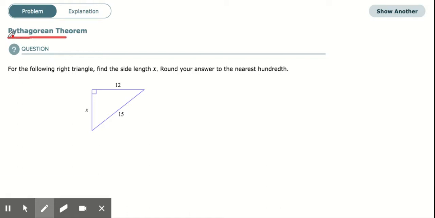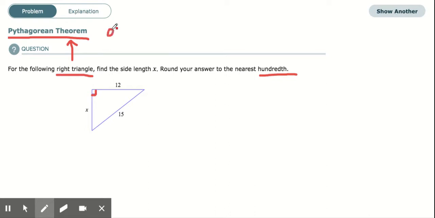This video is going to be on the Pythagorean Theorem. For the following right triangle, find the side length x, round your answer to the nearest hundredth. All right, so here we have a right triangle, and we know it's a right triangle because it has a 90-degree angle right here, right? So whenever you have a right triangle, that's when you can use the Pythagorean Theorem.